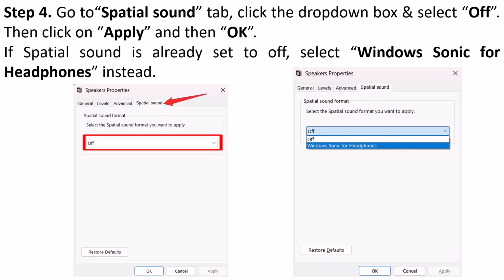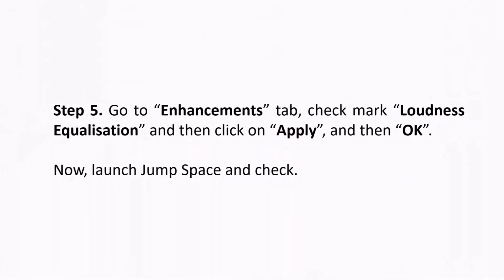If spatial sound is already set to off, then select Windows Sonic for headphones instead. Then go to Enhancement tab, check mark Loudness Equalization and then click on Apply and then OK. Now launch Jump Space and check if your problem is solved or not.